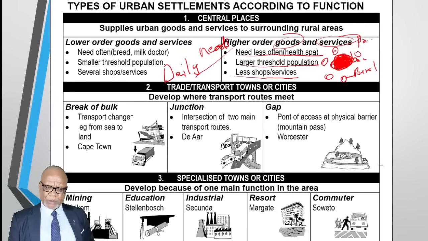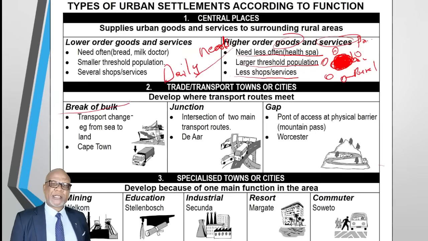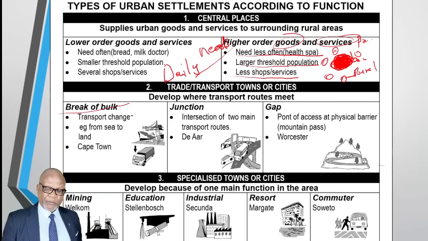Let's continue with types of settlements. Here we have what we call trade and transport towns or cities. What are trade and transport towns? Number one, we have break of bulk. When you go to the coast, actually all of your coastal towns will be break of bulk, in such a way that products will be coming in by water transport and will be loaded onto the road transport or the rail transport. So that makes it a break of bulk point.